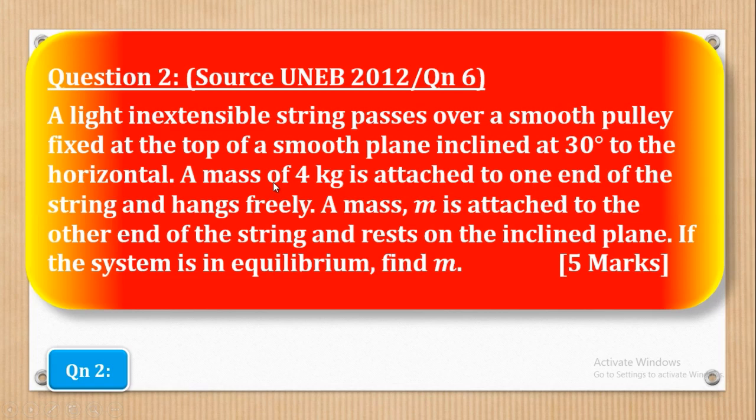A mass of 4 kilograms is attached to one end of the string and hangs freely. Note that word, hangs freely. A mass m is attached to the other end of the string and rests on the inclined plane. So this mass m rests on the inclined plane. You should also know that. They ask that if the system is in equilibrium, find m, and they give it 5 marks.